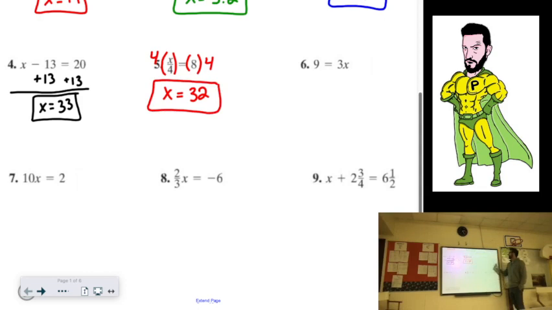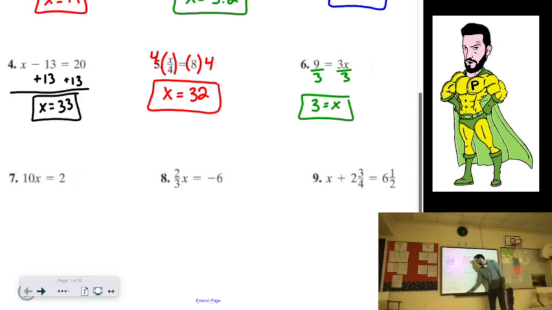All right, 9 equals 3x. Now just because it's on the right side doesn't make a difference. That's still 3 times x. So we have to divide by 3 on both sides, which will give us 3 equals x. Or if you'd like, you could write x equals 3. It means the same thing.